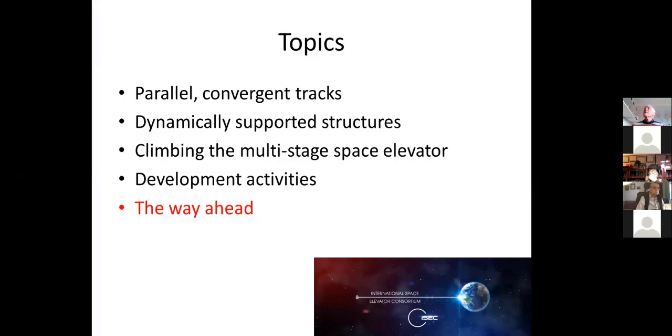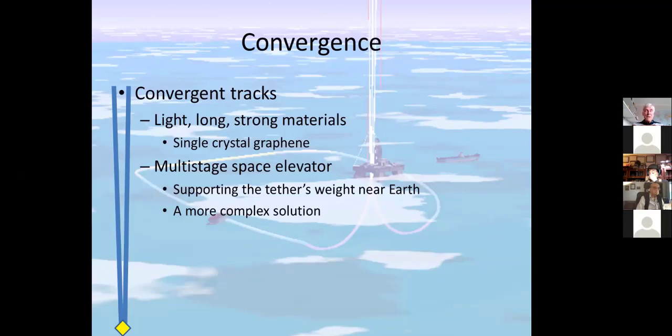So finally, I intend to just give you my thoughts about the way ahead. And I'll ask you a question about this at the end as well. So I'm now showing convergent tracks rather than parallel tracks, but they start off parallel and then I think they converge. I probably could have drawn it cleverer, but never mind.